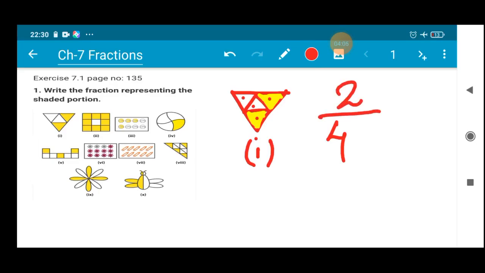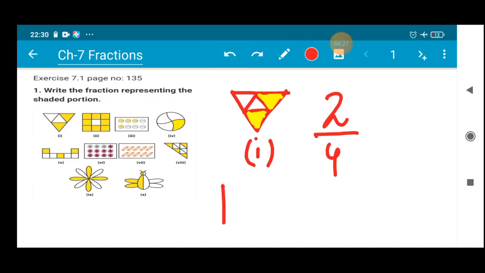Out of 4 parts, you can see there are a total of 4 parts, and out of that, 2 parts are covered by the yellow shaded region. So if you have to represent this in fractional form, you will represent it as 2 by 4. That means out of 4, 2 parts are shaded. Very simple.